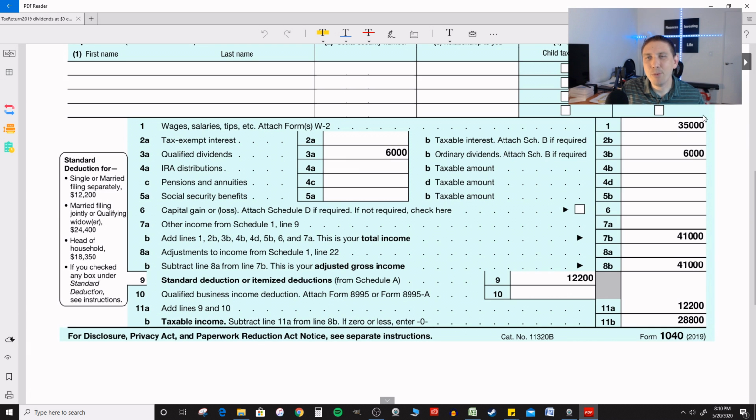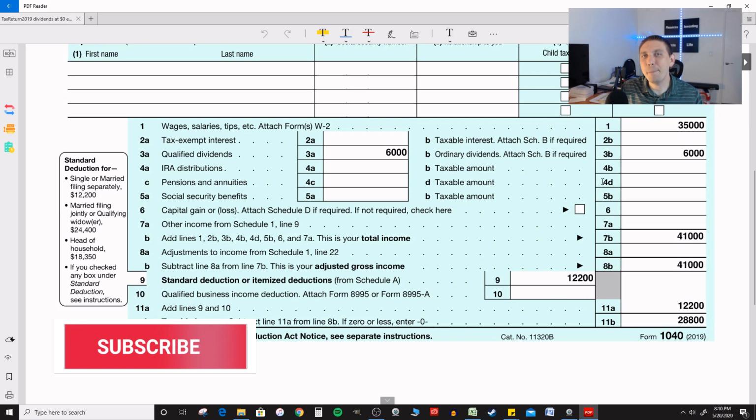Okay, so in this example, you are making $35,000, okay? That's just from the job. Secondly, you start making $6,000 a year in dividends. Good news for you, $6,000 of your dividends are also qualified, okay? So altogether, what's your total income? It's $41,000.